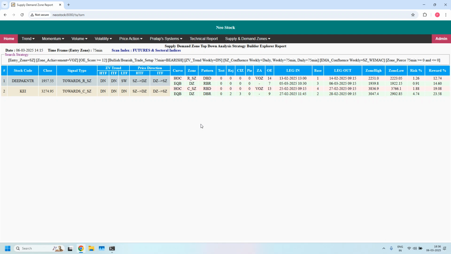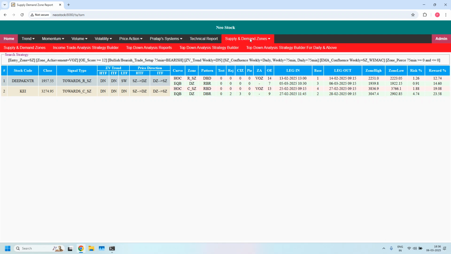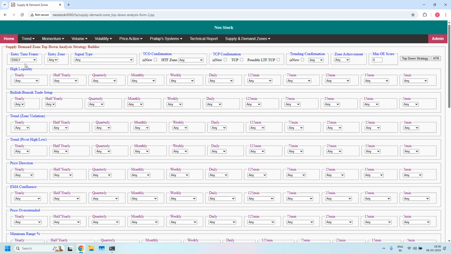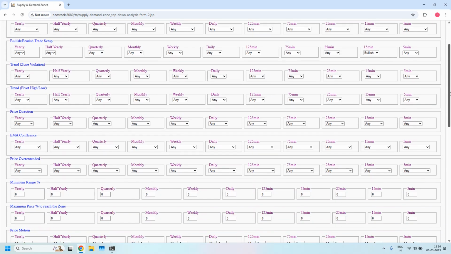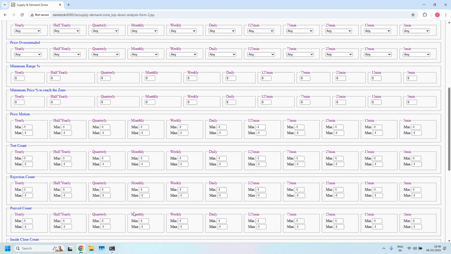Next we will generate daily income trade related stocks, bullish and bearish trade setups. First, daily income trade bullish trade setup, entry time frame 15 minutes, entry zone demand zone. Bullish or bearish trade setup at 15 minutes time frame, I am selecting bullish. Zone achievement violated opposing zone, minimum odd enhancer score 12, and 15 minutes demand zone should not be pierced. So in the pierced count at 15 minutes time frame, I am setting minimum value 0, maximum value 0.